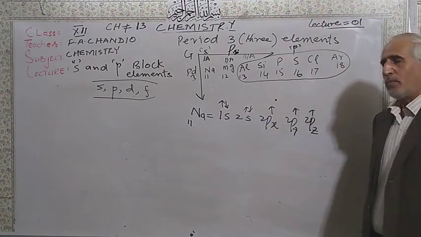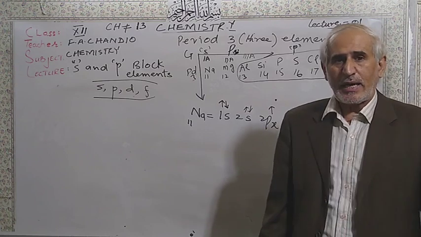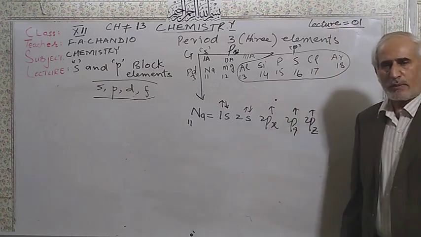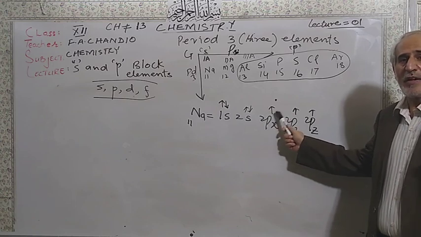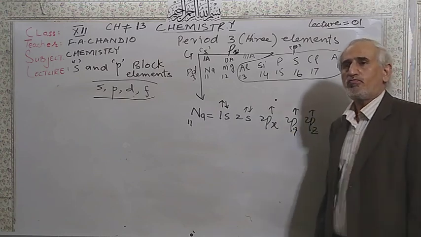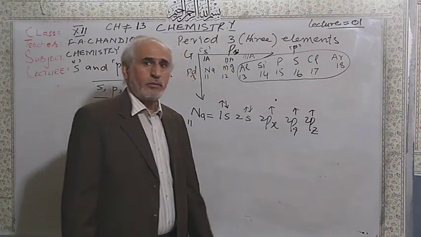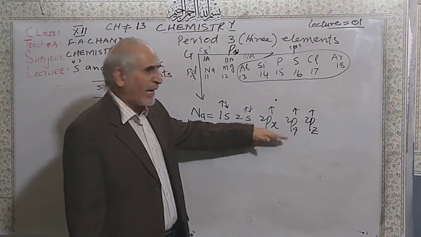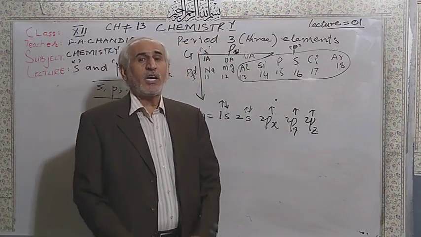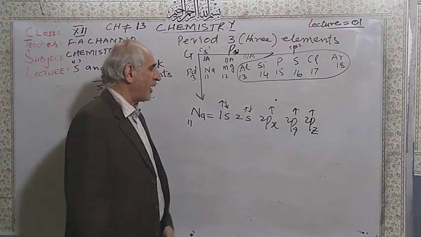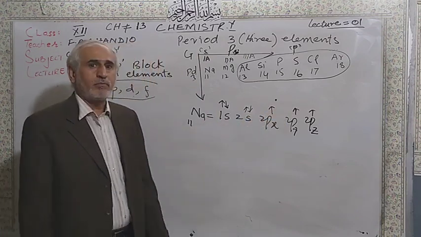So each holds 2. But according to Hund's rule, if you remember, again I am saying grade 11, chapter number 2, you have to first fill with 1, 1, 1, the same spin. Don't put 2 directly here. 1 electron to Px, 1 electron to Py, 1 electron to Pz. If there are more, then you can start from here. Now if you calculate 2 and 2, 4, 5, 6, 7, but you have 11.